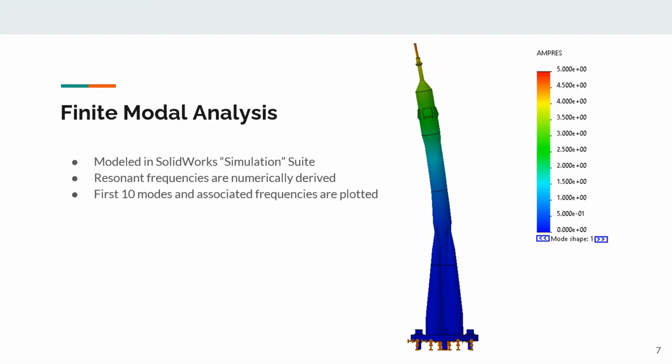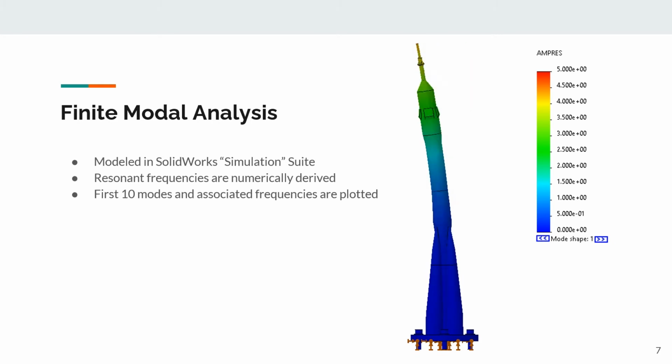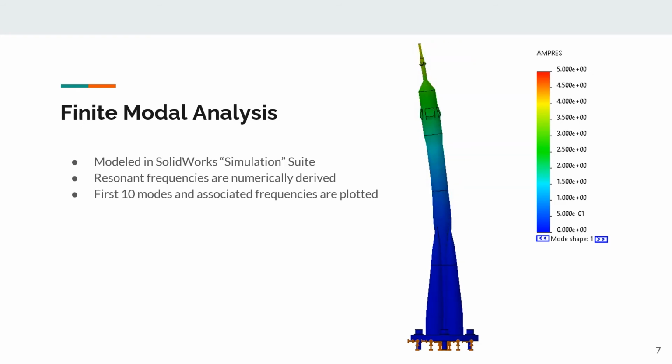So the goal for our modal analysis is to locate the primary resonant frequencies for our model and their associated mode shapes. We performed numerical simulations in the SOLIDWORKS simulation toolbench, where a sine sweep was iterated to locate the first 10 modes. The animation on the right shows the first mode shape as an example. The legend shows the magnitude of the displacement response, which would scale relative to the magnitude of the input.